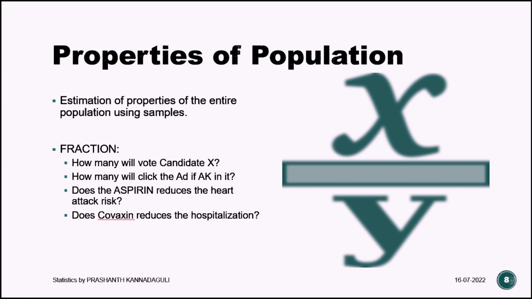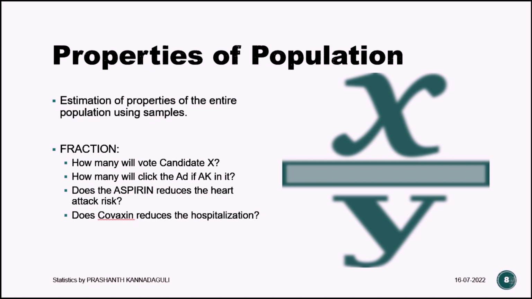The same scenario with the fourth example: does Covaxin reduce hospitalization? People who have taken Covaxin or who have not taken Covaxin, that's one population. Then the other one, those who were hospitalized and those who were not hospitalized. So two things will come. People who have taken Covaxin might get hospitalized, they might not. Whereas those who have taken other vaccines might get hospitalized, or might not. Those are the two aspects in which we need to think before we approach to solve these kinds of problems.